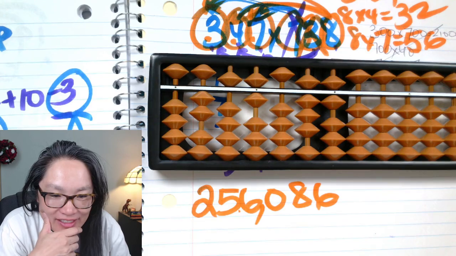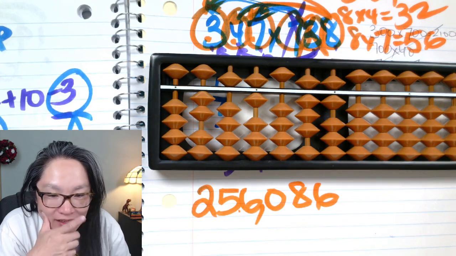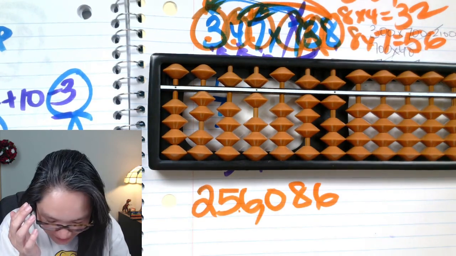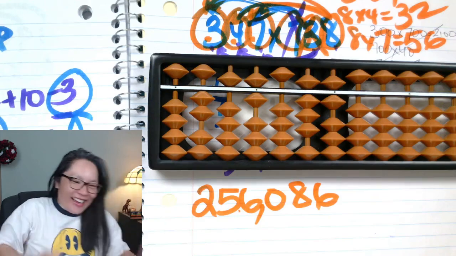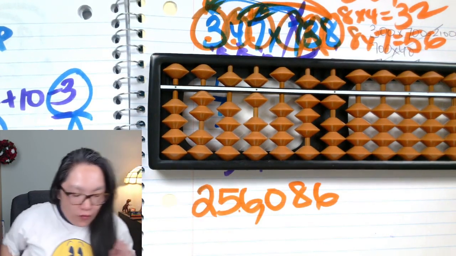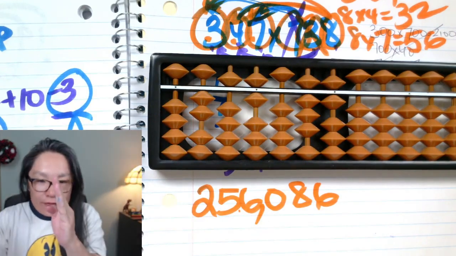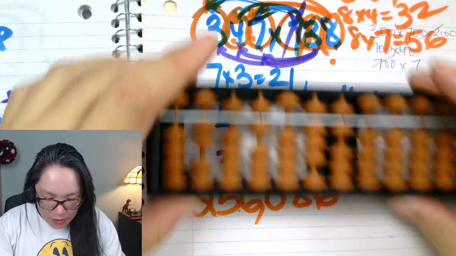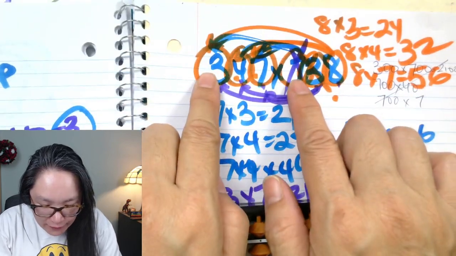3, 4, 7 times that by 738. Is that correct? Yes, it's correct. What order do you go from? We always go from left to right. So when we do it, we always go from left to right.